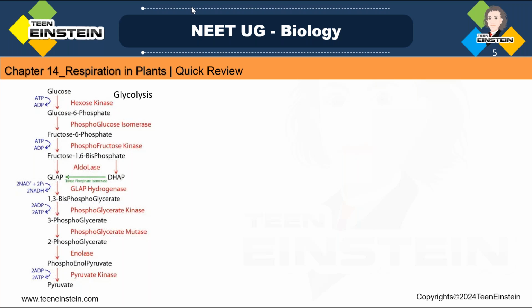Next comes the pentose phosphate pathway. So now we have covered all the important points of the Krebs cycle. Pentose phosphate pathway: this is the alternative to the TCA cycle.